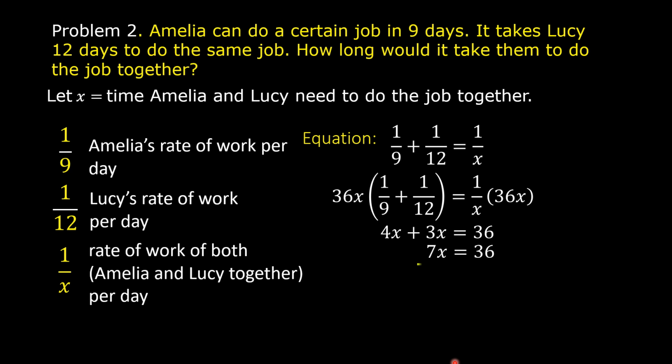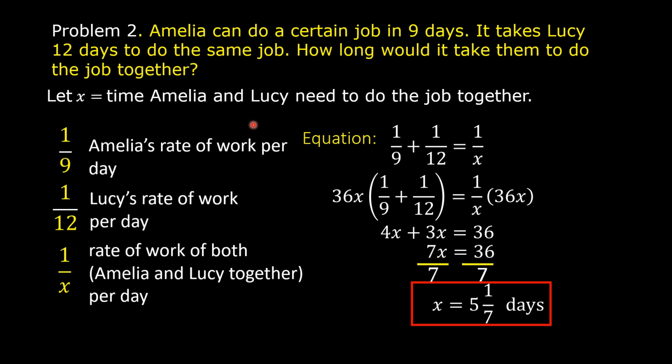Divide both sides by 7. x is equal to 5 and 1 over 7 days. This is equal to the number of days Amelia and Lucy need to do the job together.